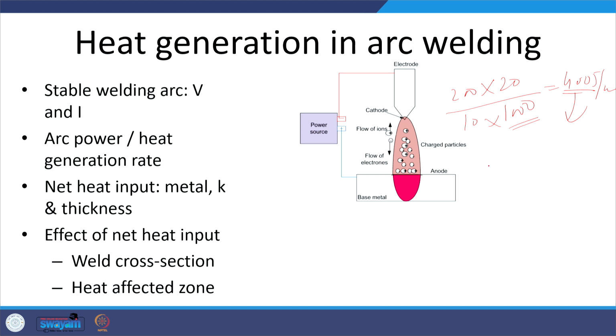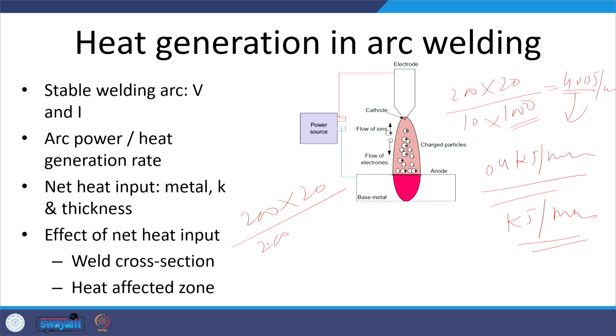When it is divided, then we can write 0.2 kilojoule per mm, because the net heat input is usually expressed in the unit of kilojoule per mm. Okay. But if we have another way, like 200 is the current, 20 is the volt, and 240 mm is the speed, s is 240 mm per minute.